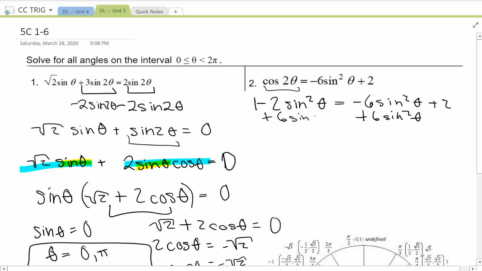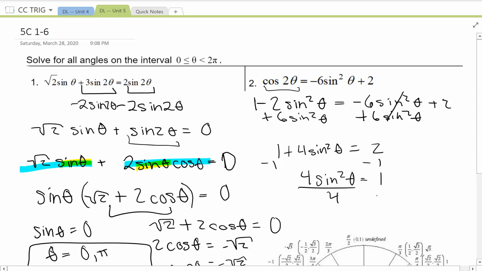And we don't actually have a sine to the 1 term, just squareds. So we can solve this one by taking square roots, kind of like we did yesterday. That would be 1 plus 4 sine squared theta. So we're going to get sine theta by itself. Divide by 4. Sine squared theta is equal to 1 over 4. Square root both sides.